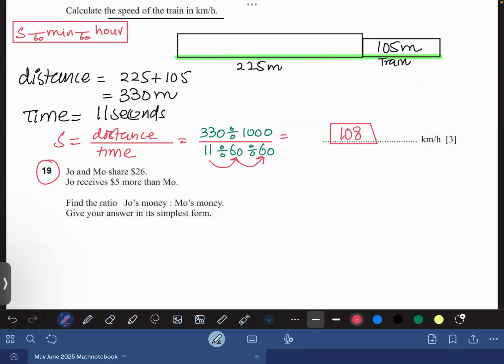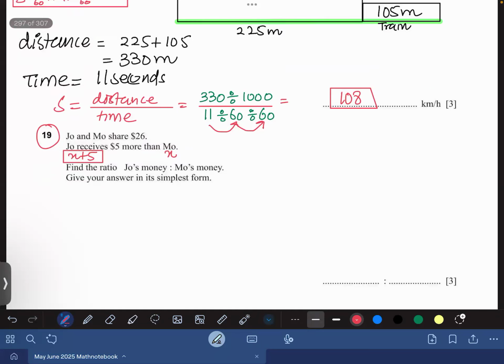Question number 90. Joe and Mo share $26. Joe received $5 more than Mo. So Mo is x and Joe is x plus 5. Any problem, anyone? No sir. So they want to share $26.